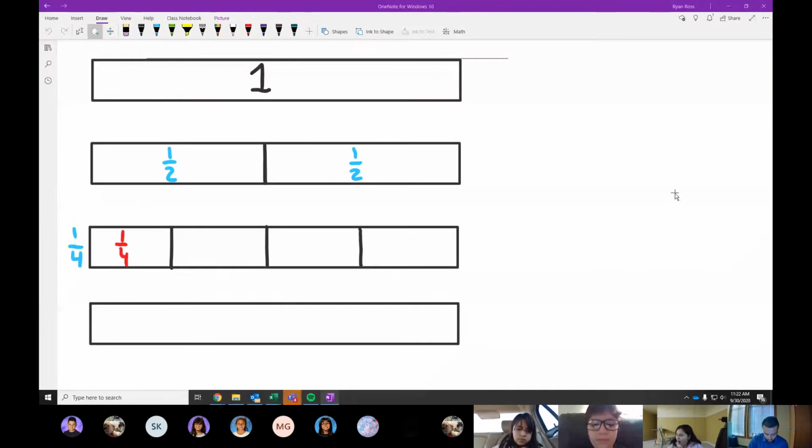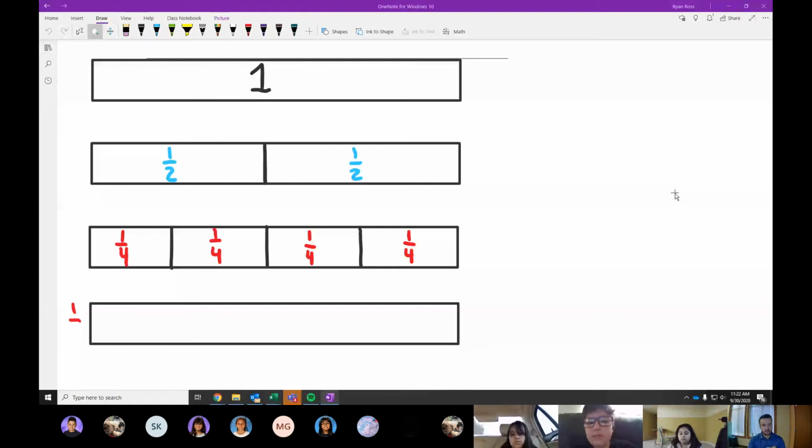There are 4 equal pieces, because remember that bottom number, that 4 in the 1/4, represents how many equal parts it takes to make the whole. So I see 4 equal parts that make the whole. So therefore, I say that's a great representation of 1/4. Nice work, Fernando. And then what about 1/8?